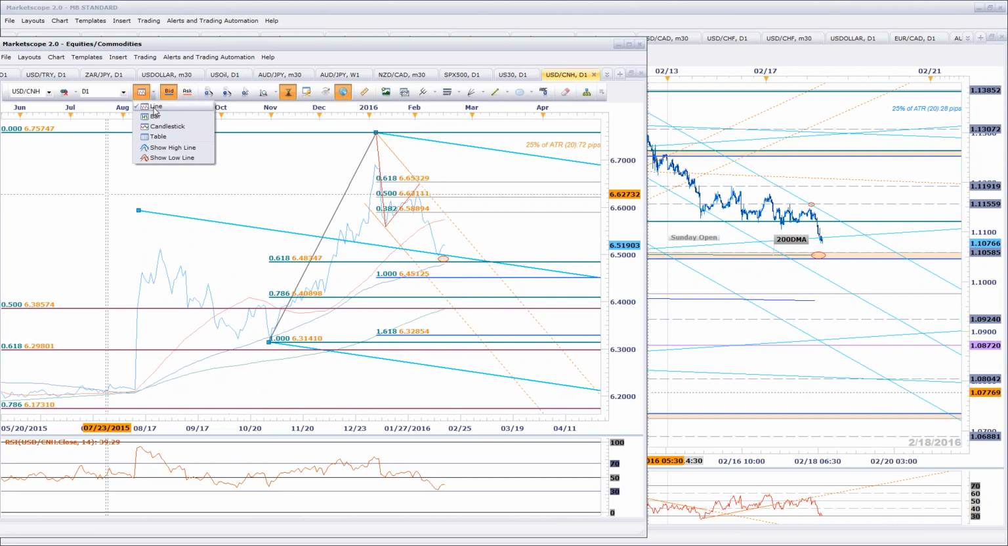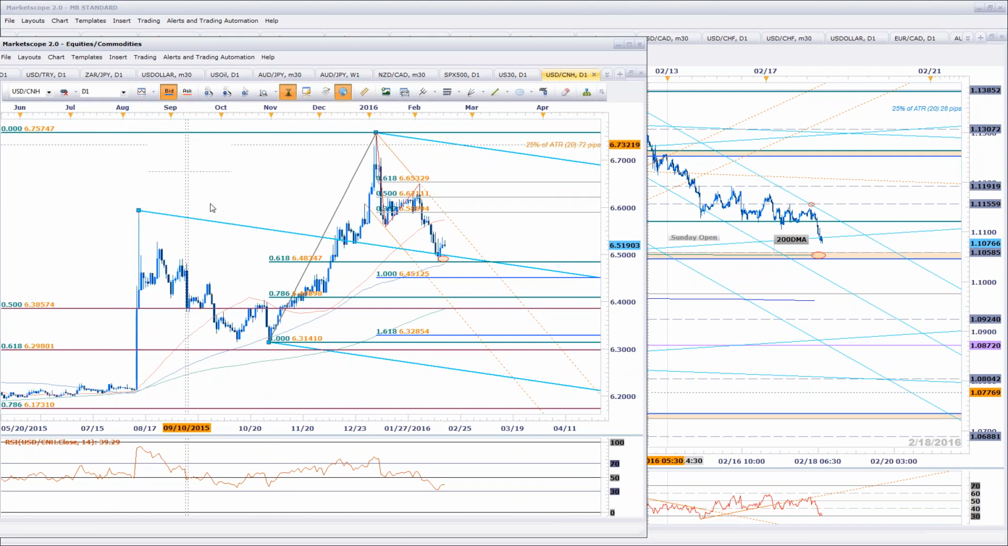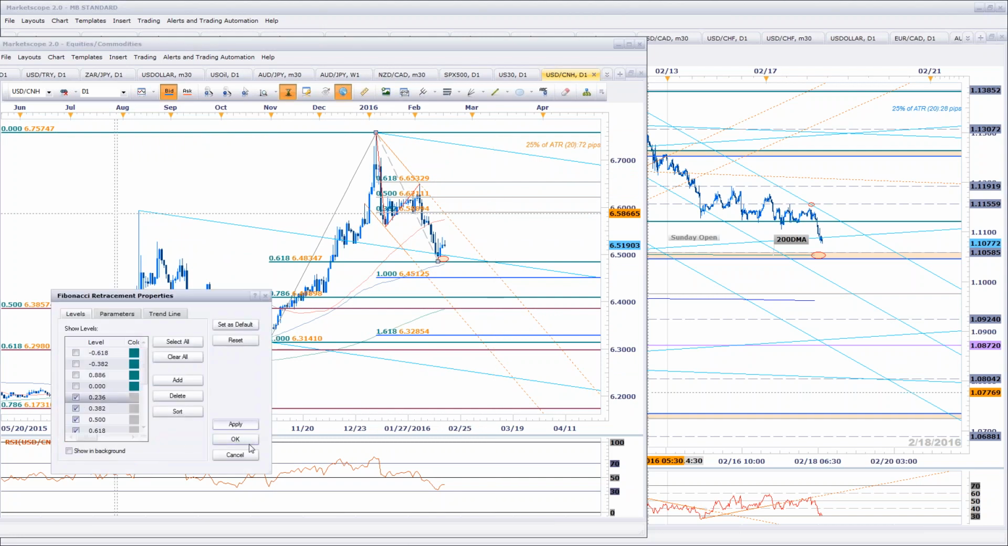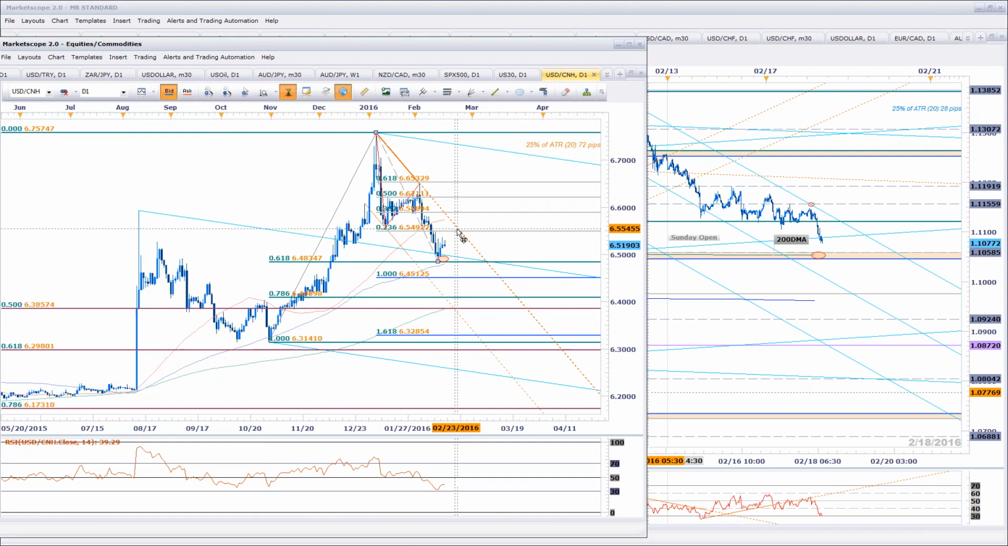So what does it mean from here? Not necessarily going to be a trade setup per se, but we're holding within the confines of this. A basic retracement for a 236 would take you into, what is that, 654.90, just shy of 655.